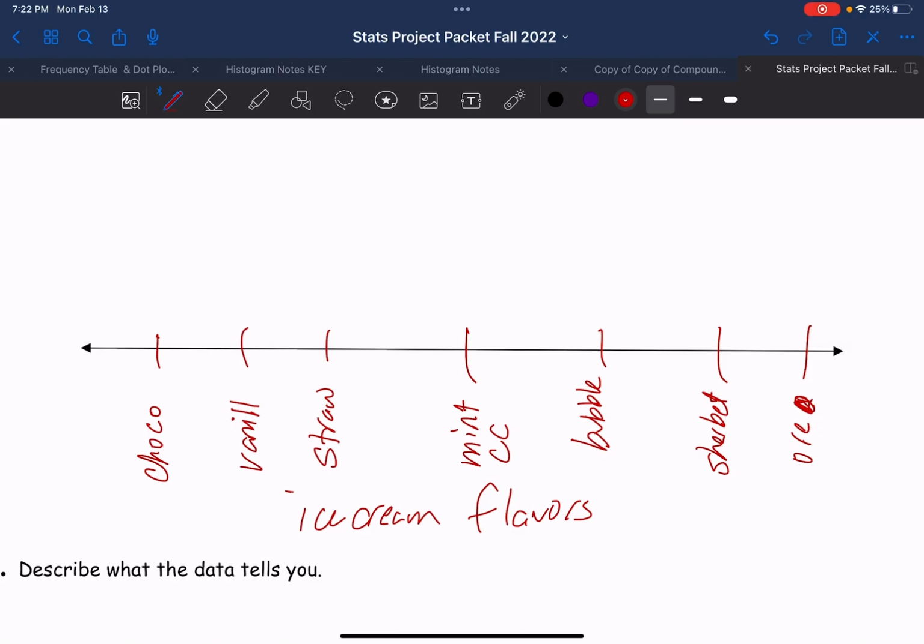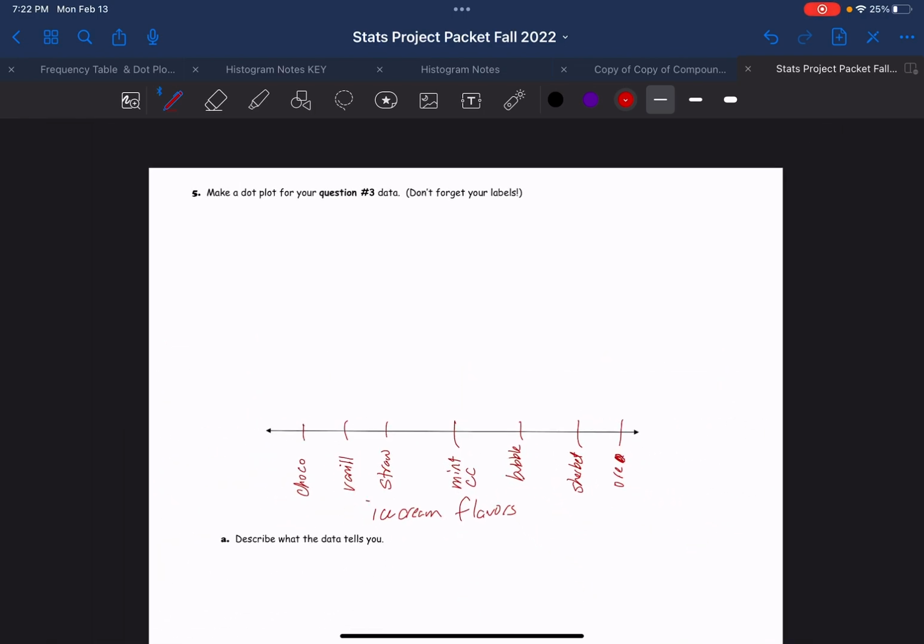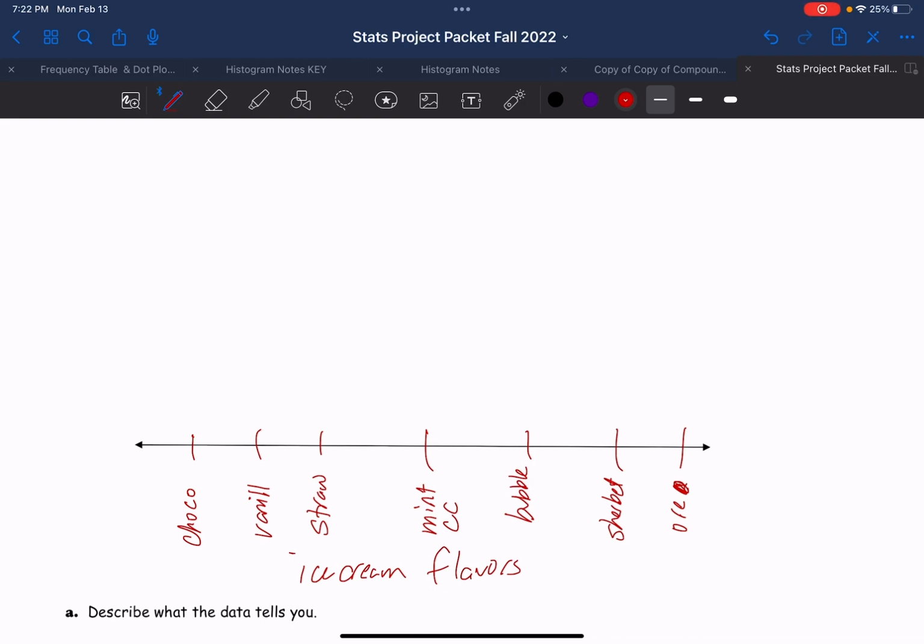So what you're going to do is now you look at your frequencies and go, okay, I had 4, 5, 6, 7, 8, 9. I had 10 people who like chocolate. I had 3 that like vanilla. I had 5 who liked strawberry, and so on, okay?